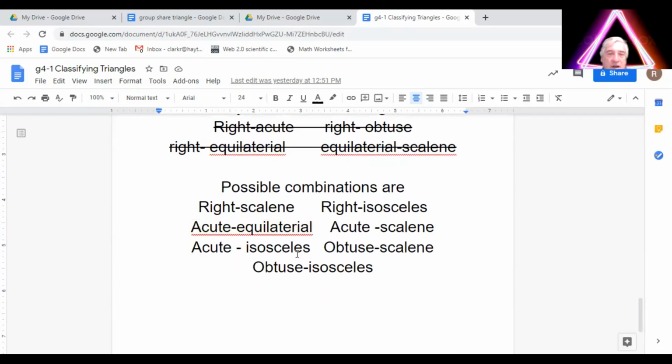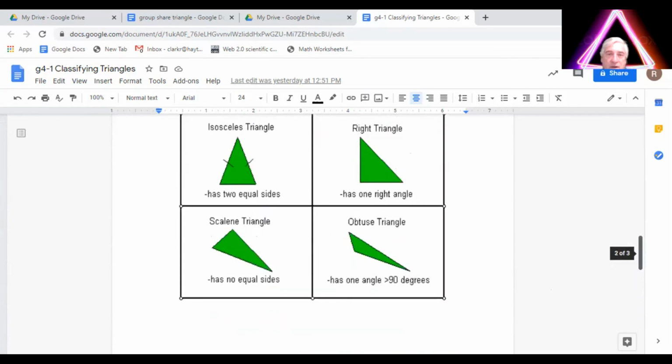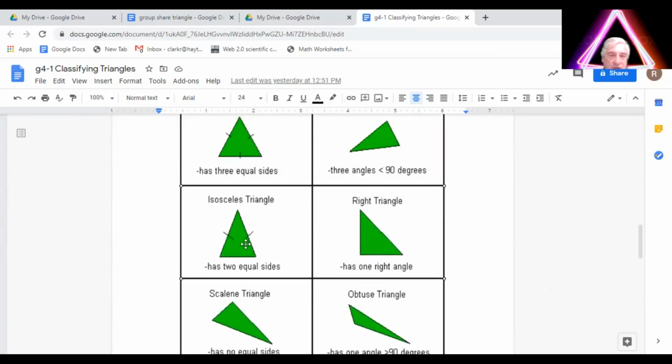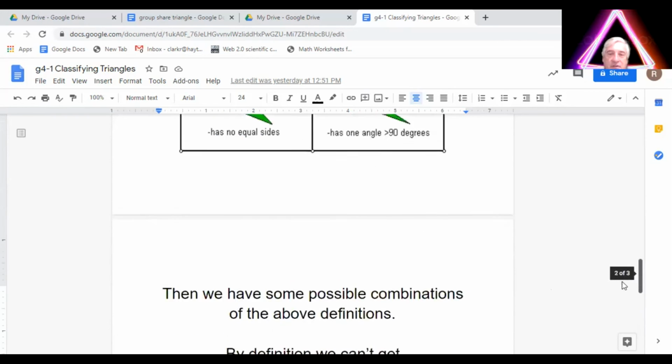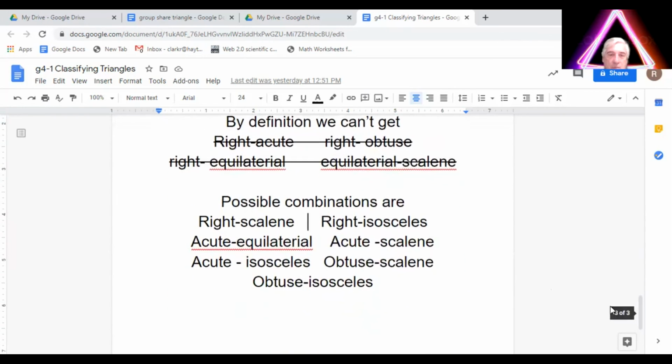Could you have acute and isosceles? I think I have one up here. Isosceles, that's an acute angle, it's less than 90. That's an acute angle, less than 90. That's an acute angle, less than 90. So yes, you could have an acute isosceles triangle.